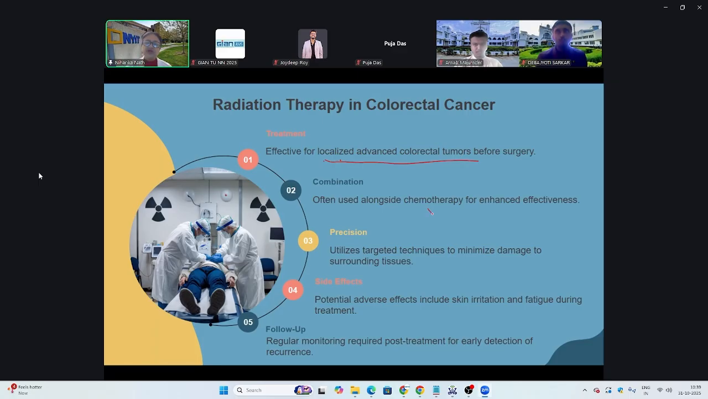Radiation can be done with chemotherapy to make it more effective. And these days radiation is so nicely precise that it can target just the tumor and not the surrounding tissues, so there's minimal damage. Radiation technology has really improved over the years, and the remaining tissues are not hurt so much. It's good that you can shrink the tumor. It'll take some days, and then you can do the surgery.